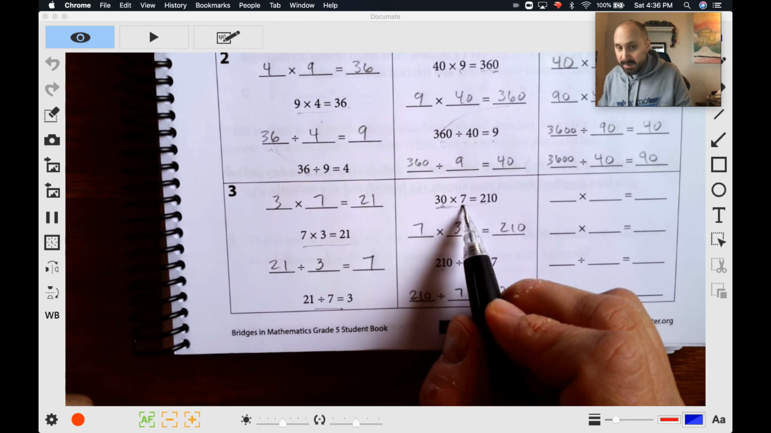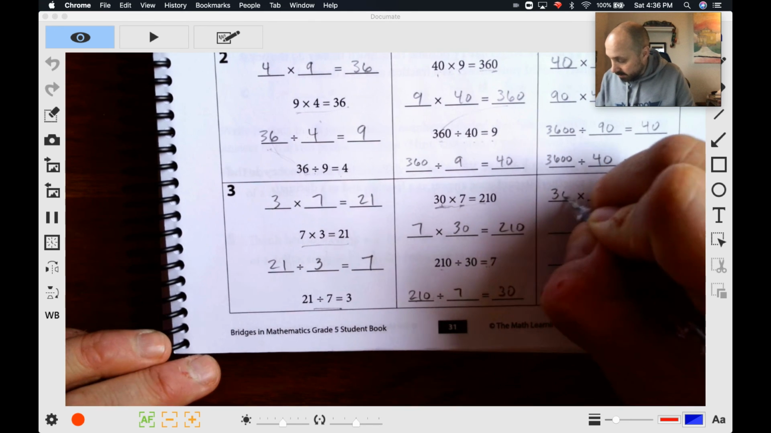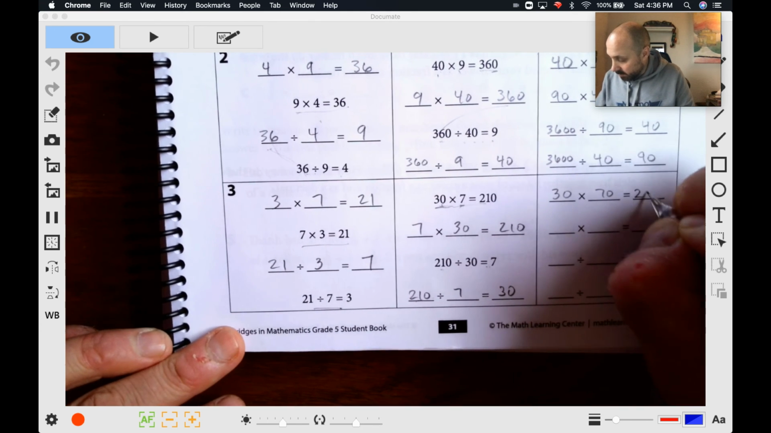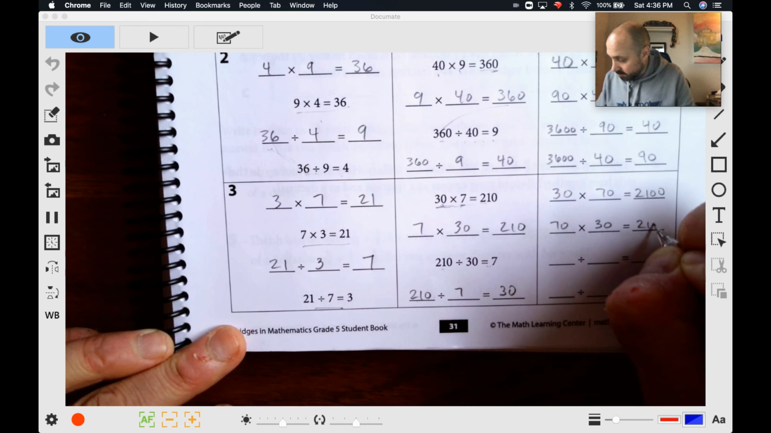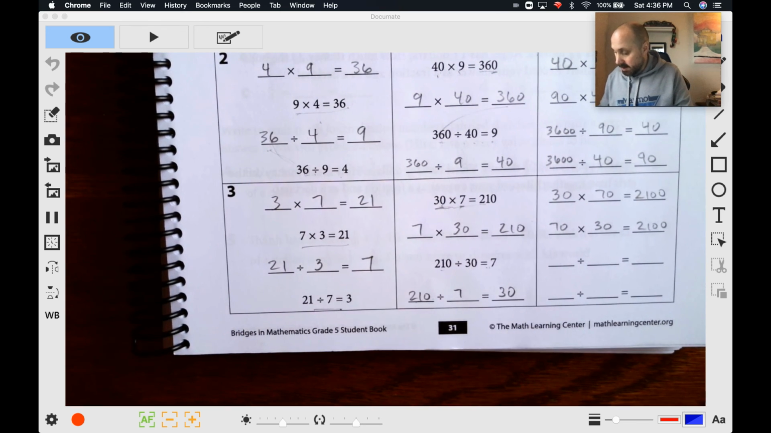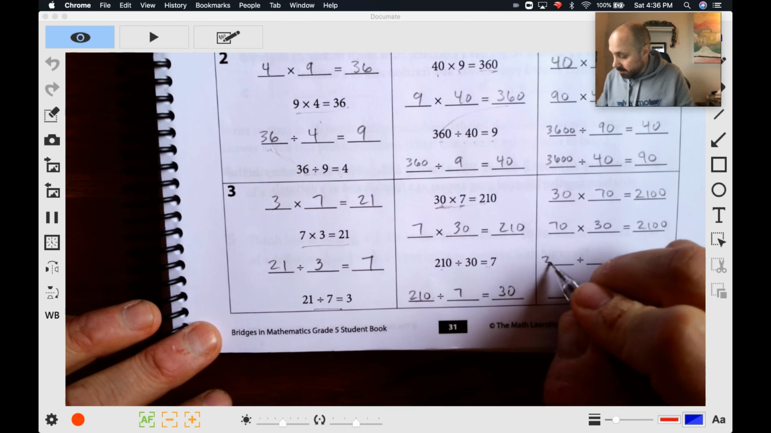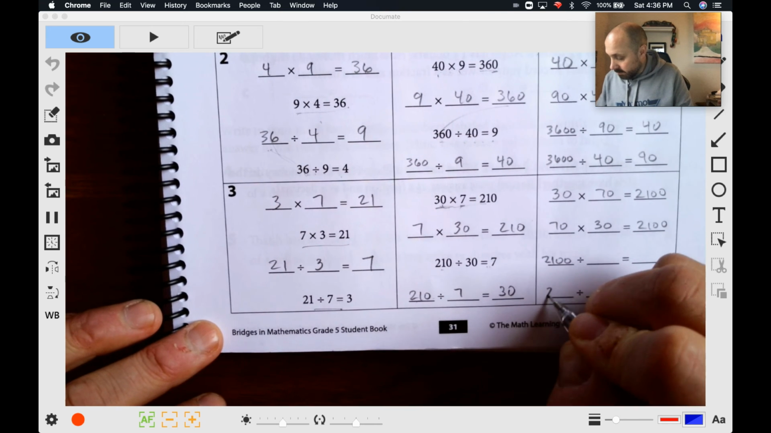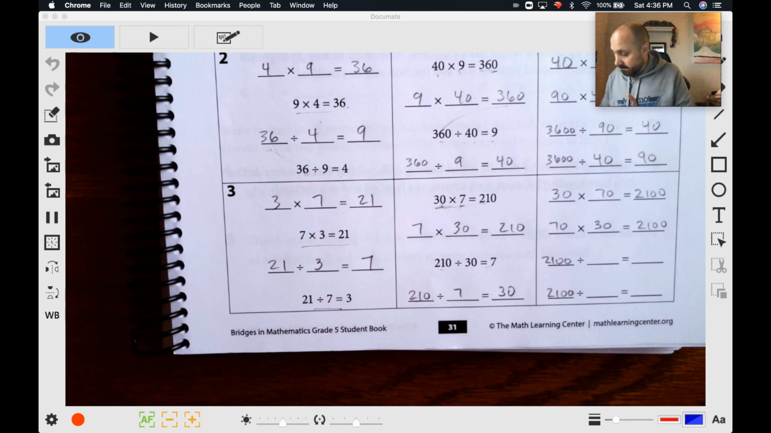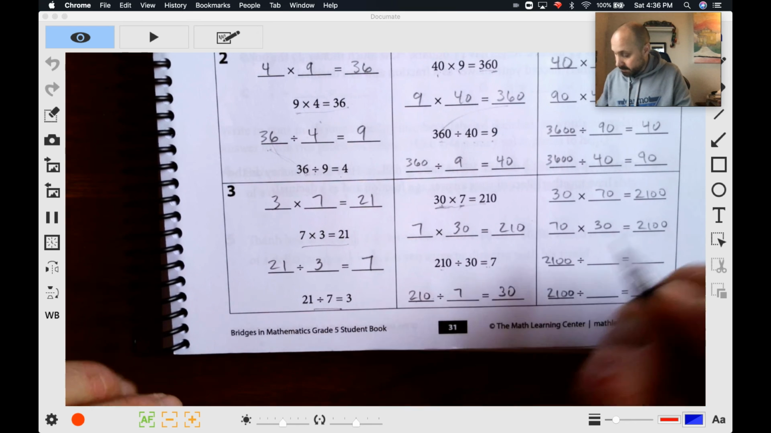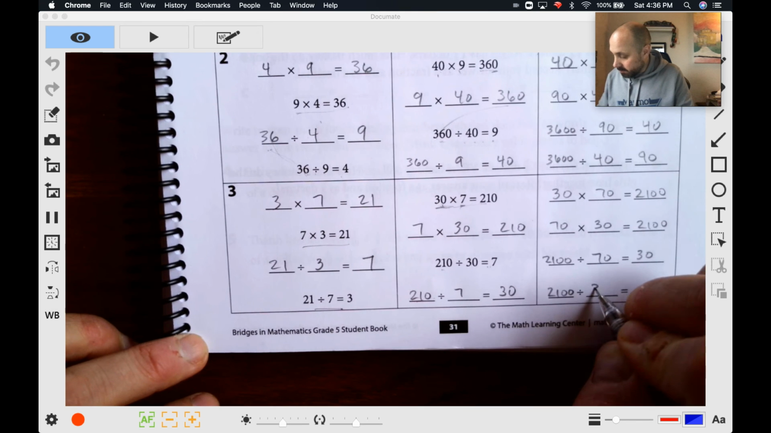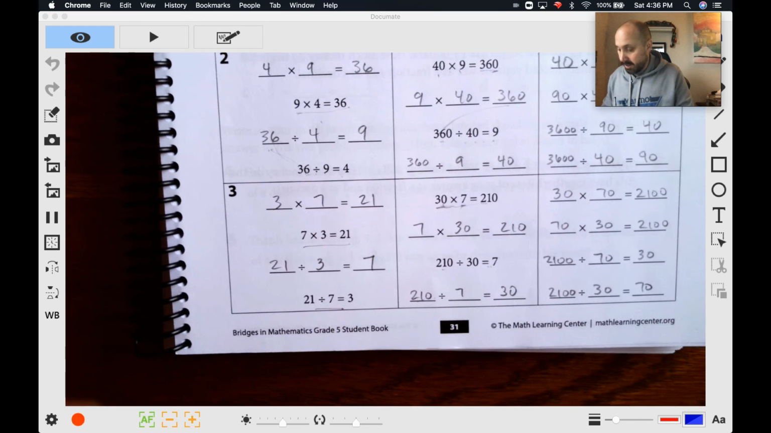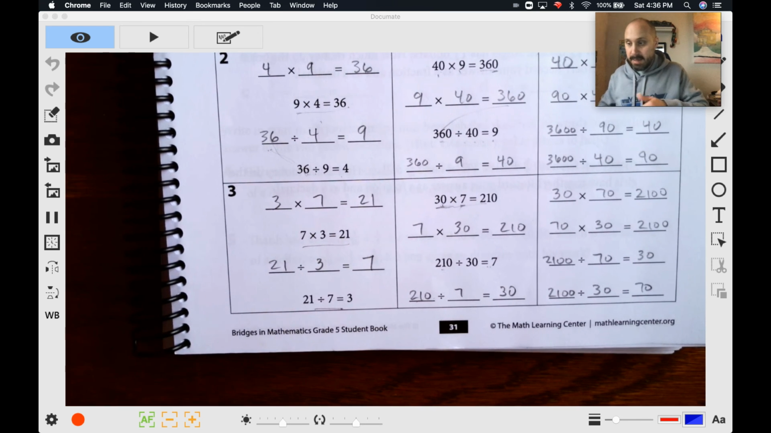I'm just going to make 7 a 70. Say 30 times 70 is 2,100. And 70 times 30 is 2,100. Now I'm going to bring my product down and start it off with 2,100 on the last two, and flip the 30 and the 70 around. So 2,100 divided by 70 equals 30. 2,100 divided by 30 equals 70. So that is that for number 3.